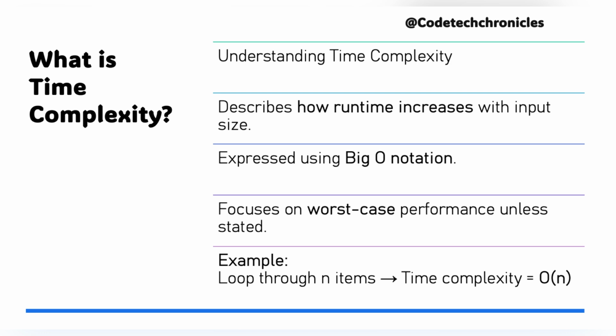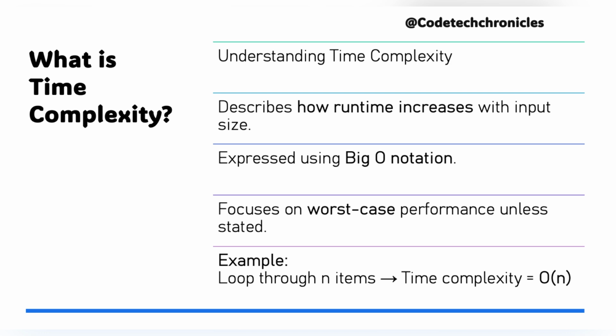Now here's a basic example. Let's say you have a simple loop that goes through a list of n items, like checking each name in the guest list. That loop will take time proportional to n. So we say the time complexity is O(n), also known as linear time.